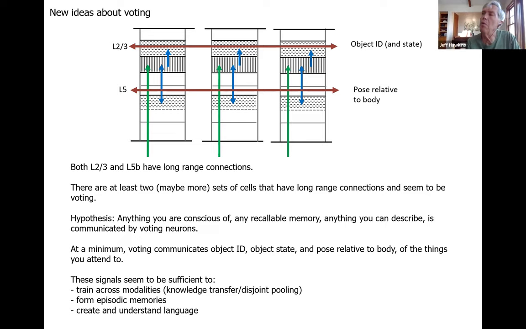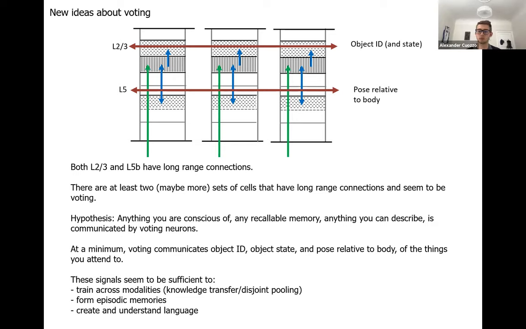Although, you know, I start off by saying, let's just talk about voting, and I can deduce that voting has to include object ID, object state, and object pose, right? I can just conclude that it's there. That's what voting is doing. And the question is, what could I do with those signals?